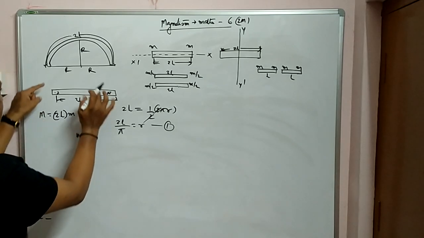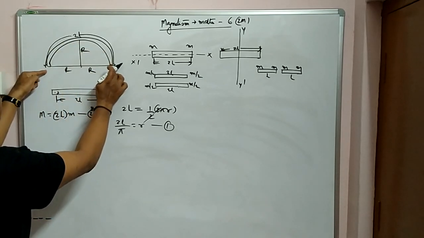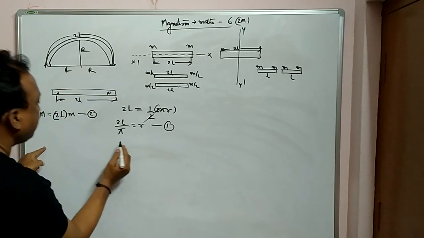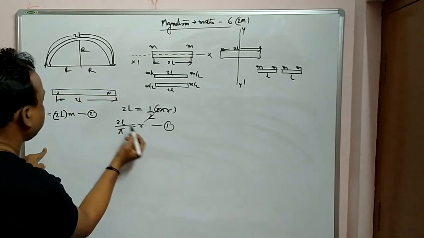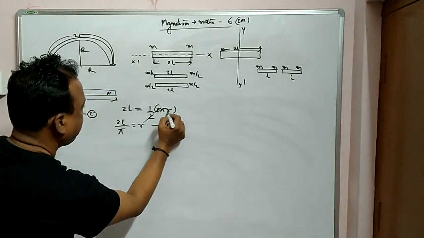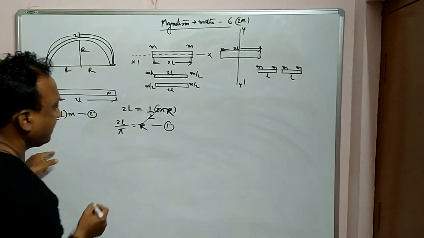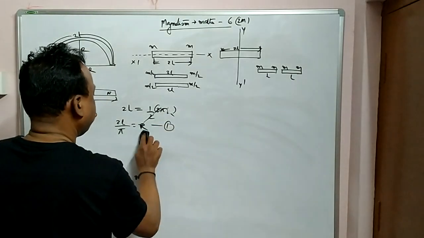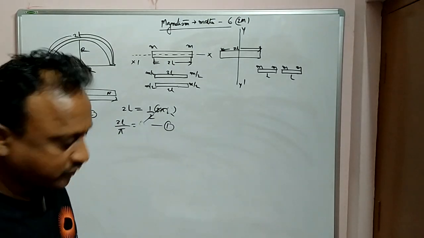Now because of this bending, what is the new length? This is the distance now. So what will it be? I'll take it as capital R, because here we are using capital R. Don't change it, put it as capital R.